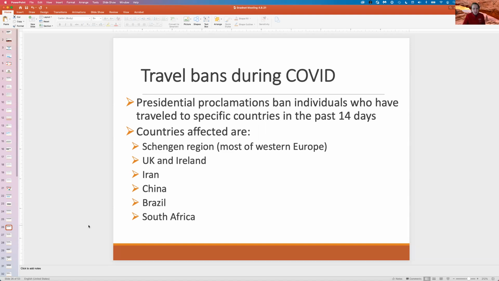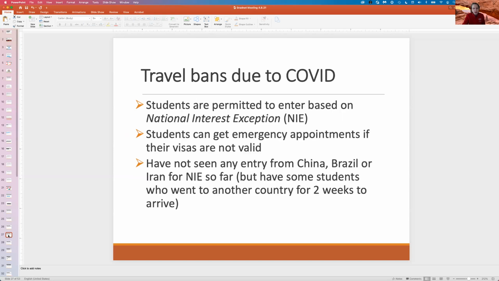And so if a person has been to these countries in the past 14 days, they are prohibited from entering the United States. If they're coming on a student visa, they may be eligible for what's called an NIE, a national interest exception. That is both for applying for a visa, but also for traveling if they have a valid visa. They can get an emergency appointment at a consulate or apply for one if their visas are not valid. But those visa appointments are spotty in terms of what consulates are offering emergency appointments and what consulates are not.